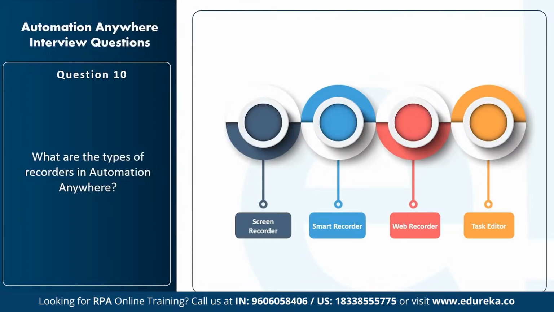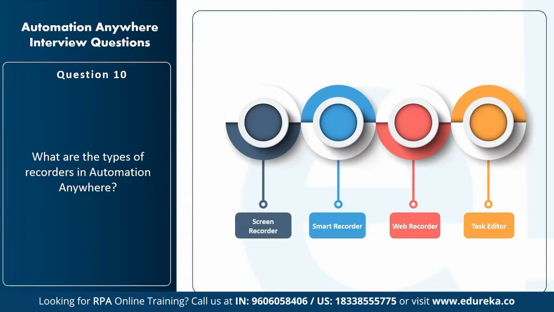It is ideal for desktop applications and captures objects such as drop-down menus, list boxes, radio buttons, check boxes, and mouse clicks. Coming to the web recorder, it is used to perform tasks that require repetitive actions such as extracting data from multiple web pages, extracting data from tables on the web pages, and also filling the web forms.